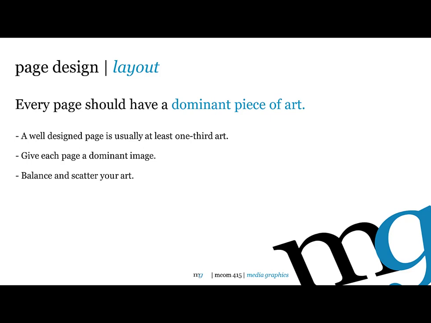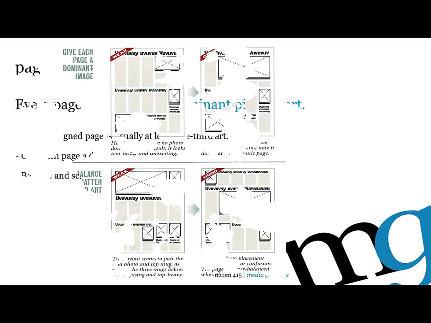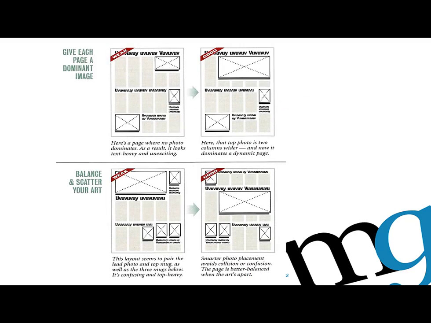And while it can go anywhere on the page, there are places on the page that it makes more sense because we're going to use that to help direct the eye on its journey through the page. So we need to have a balance, and we also need to have art throughout the page. We don't want to just shove it in a corner somewhere. So here are some examples, weak and good, with providing a dominant image.